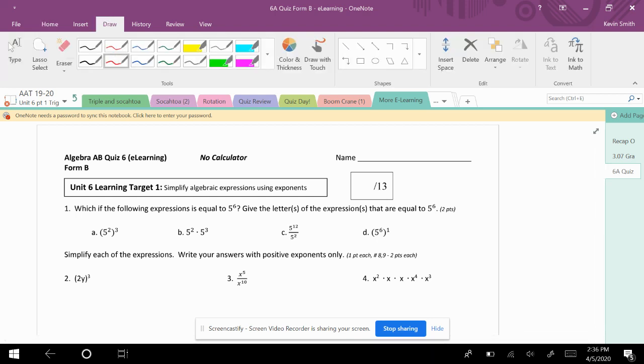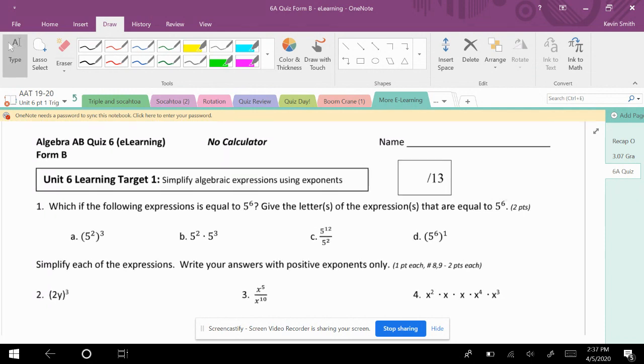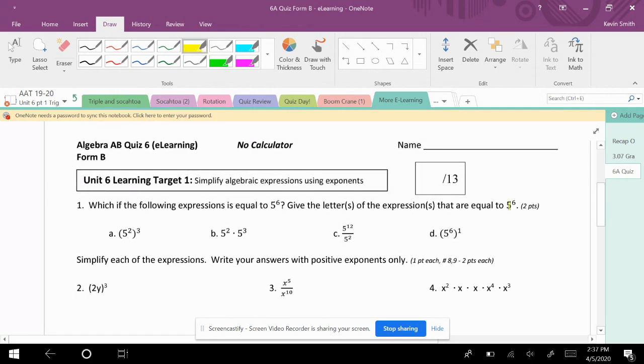All right, what's up, Algebra AB, Form B of the quiz. Okay, so let's go through this. So we're looking for everything equal to 5 to the 6th. So let's just simplify each one.